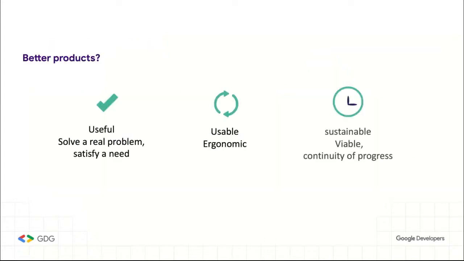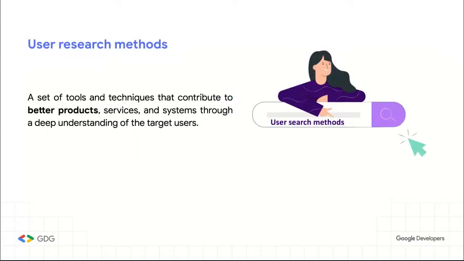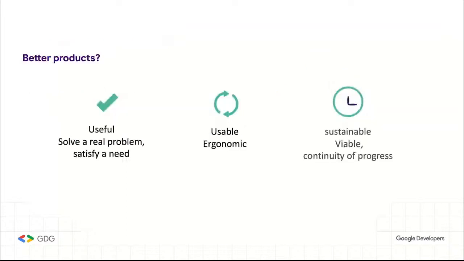How does this work? Better products? Yes, they have to be useful, they have to solve a real problem and satisfy a need. Better products have to be usable, sustainable, and viable, and progress all the time. So you have to remember that those user research methods allow us to have better products.